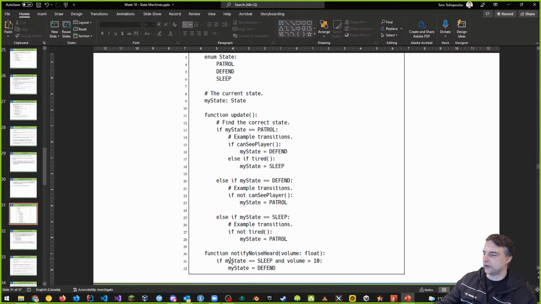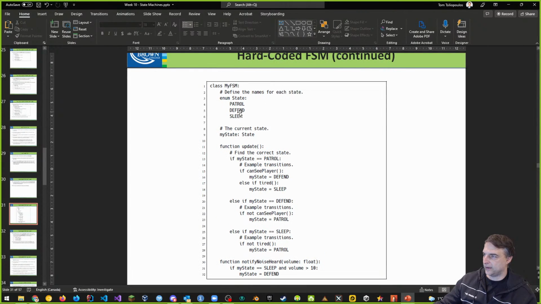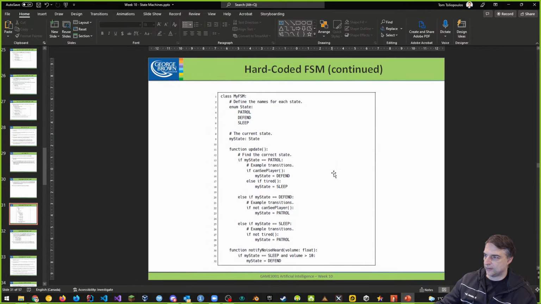And there's also other little functions like notify noise, if noise is heard. If my state is equal to sleep and the volume of noise that I'm getting is greater than 10, so I heard the player, then I get up and I'm in the defend state right away. I'm not even in the patrol state because I've heard the player. So this idea is a way of making a hard-coded state machine.